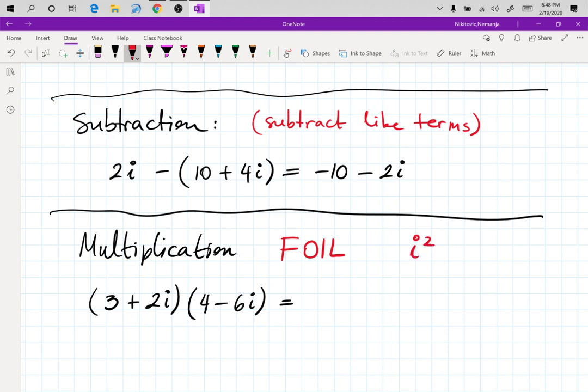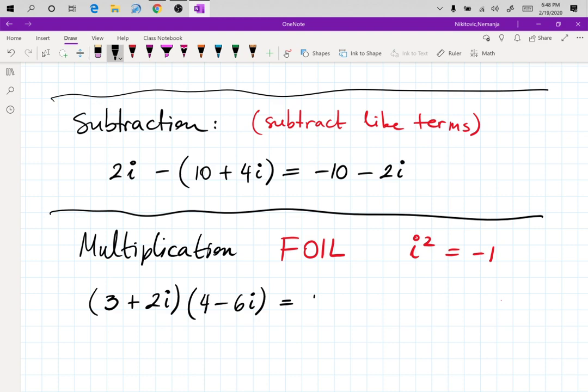I squared is equal to negative 1. Right? Because if we have that i is a square root of negative 1, when you square both sides, the square will kill the root, and you have i squared equals negative 1, right? So that's that part. So now we're going to FOIL.